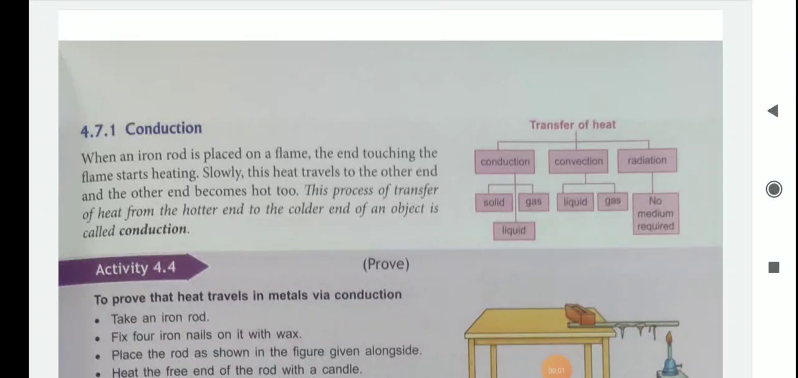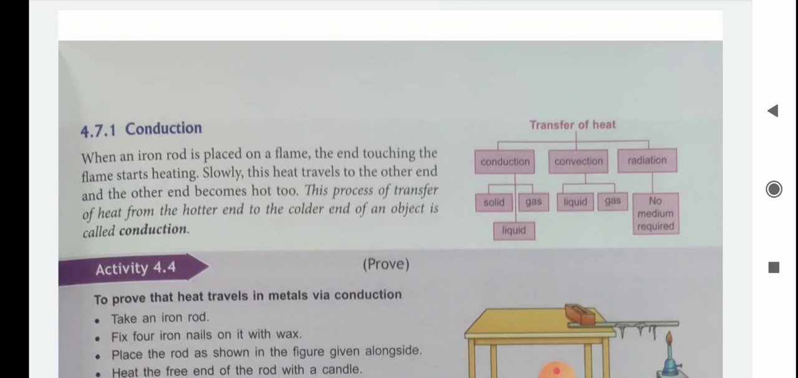Hello children, let's continue the chapter of heat. In the first part we discussed that there are three types of transfer of heat, three modes. First one is conduction, then convection, then radiation.